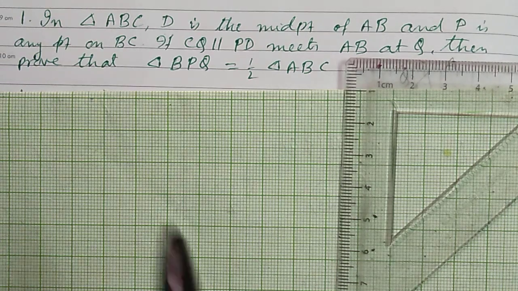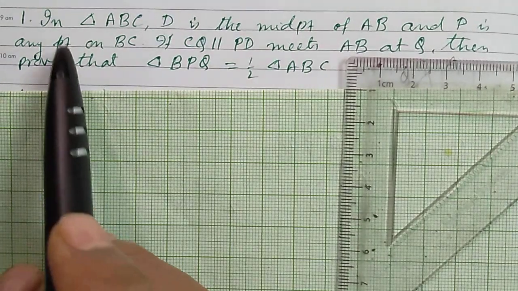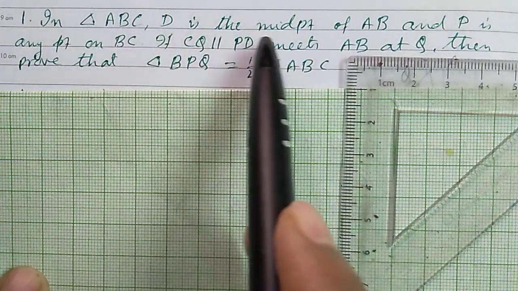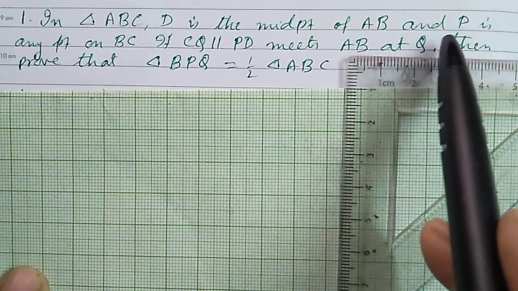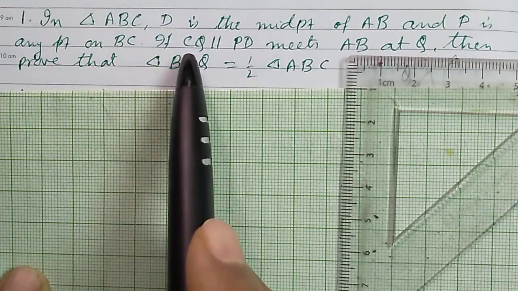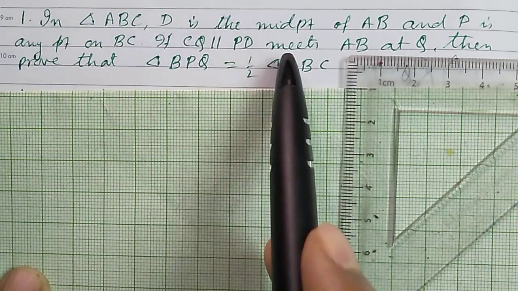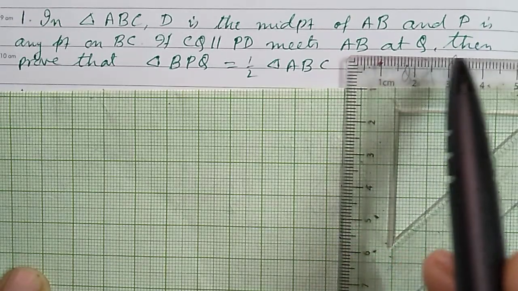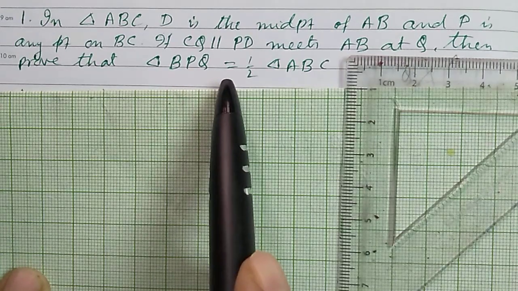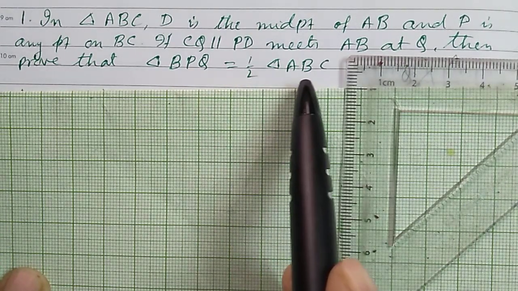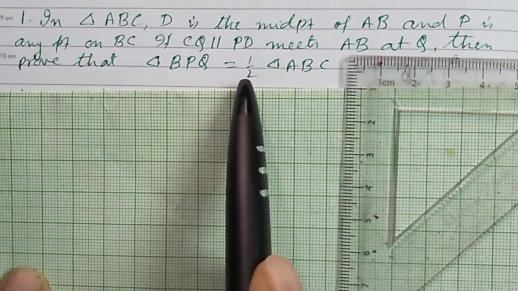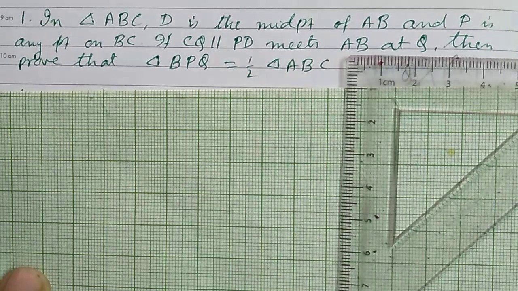Today we discuss two geometric applications. First one: in triangle ABC, D is the midpoint of AB and P is any point on BC. If CQ parallel to PD meets AB at Q, then prove that triangle BPQ equals half of triangle ABC. That is, the area of BPQ equals half of the area of ABC.